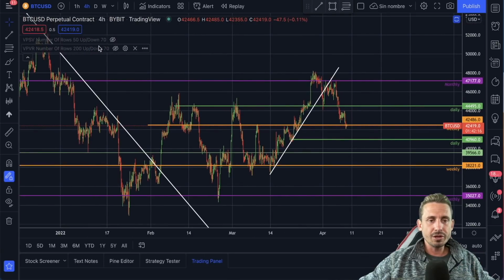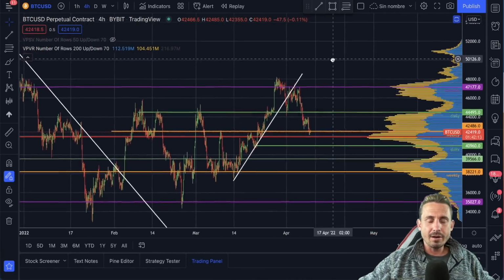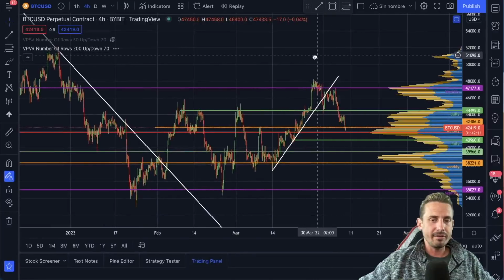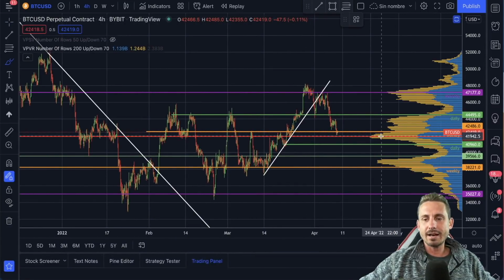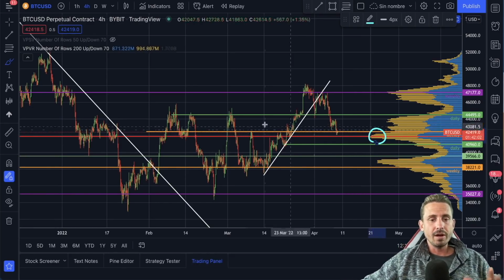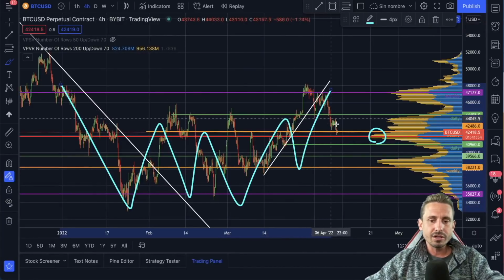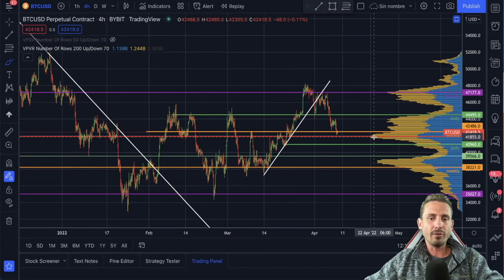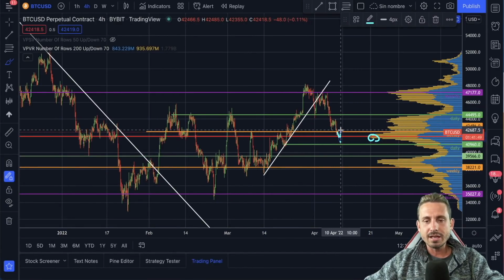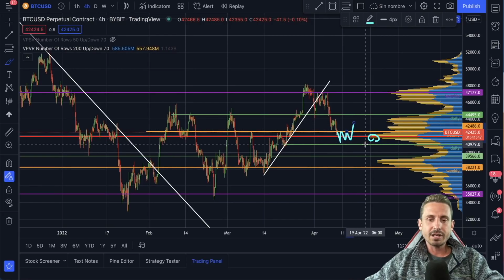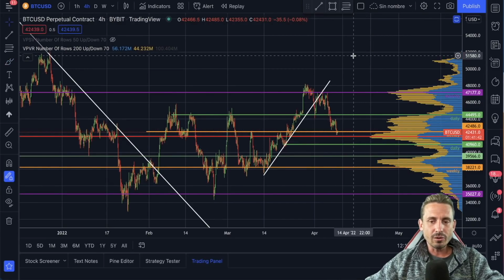What I want to show you here also with the VPVR is that this is a very, very solid level, the $42,000. It is exactly $42,000 right over here, as you can see, just 41.9, 42, where we have the strongest point of control in the trading range between December and today. As you can see, all of this range, the largest point of control is at the $42,000 area, where we could see that volatility, but this level potentially holding very, very nicely.